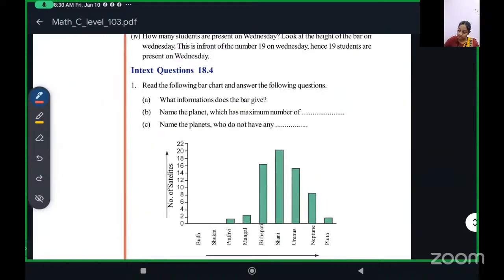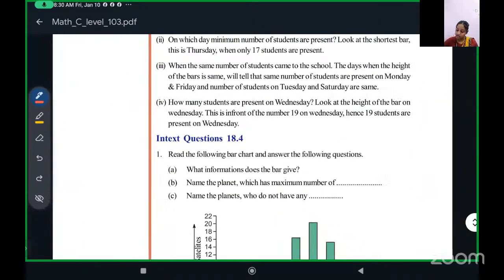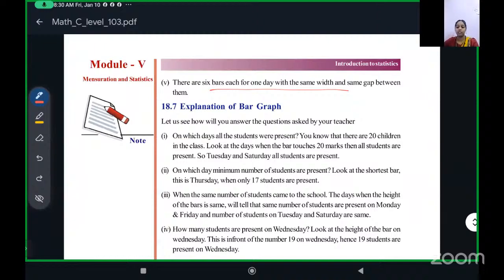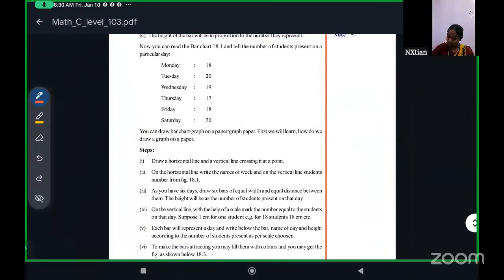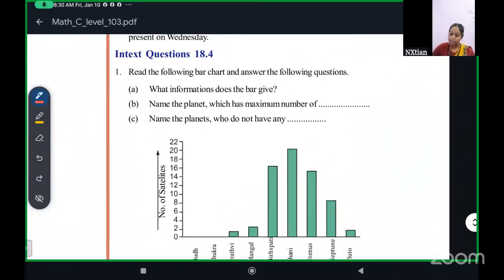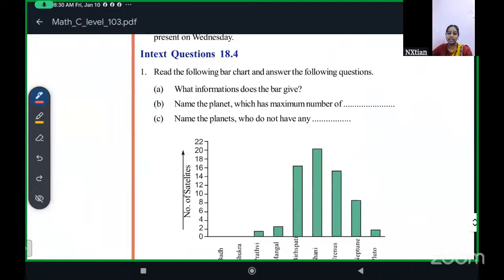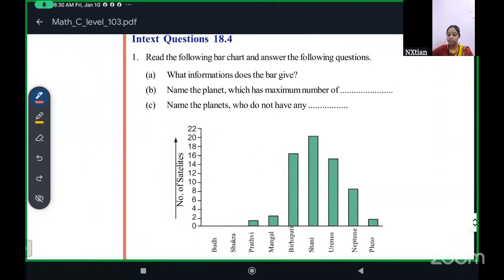Now, shall we make one? We will further practice drawing the bar graph. In this exercise, we will be given the bar graph and questions will be asked on it, like in this question. So what information does the bar give? The bar gives the number of satellites on different planets.